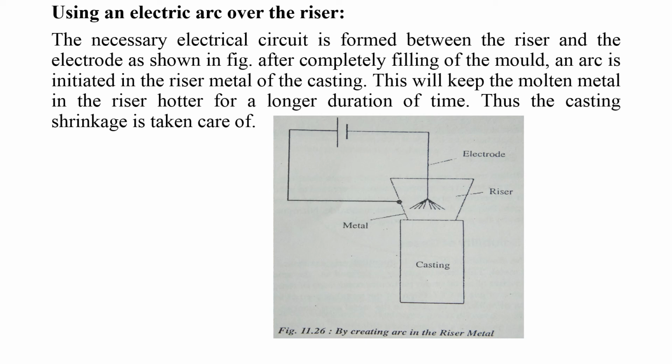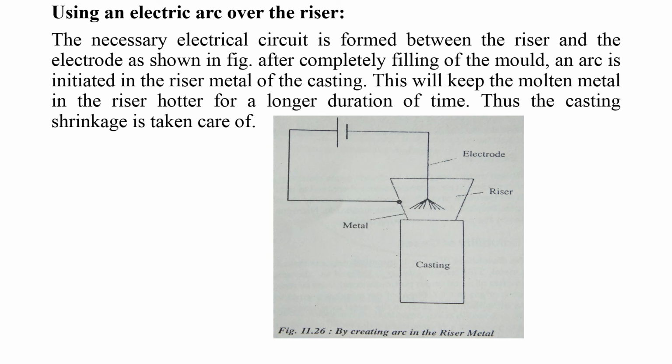The electric circuit is formed between the riser and the electrode, as shown in the figure. After completing filling the mold, an arc is initiated in the riser metal of the casting. This will keep the molten metal in the riser hotter. Hotter means the temperature will be maintained for a longer duration of time. Thus, the casting shrinkage is taken care of.